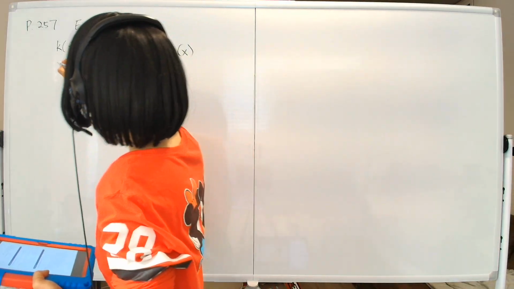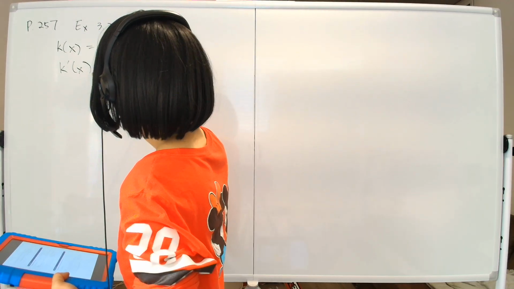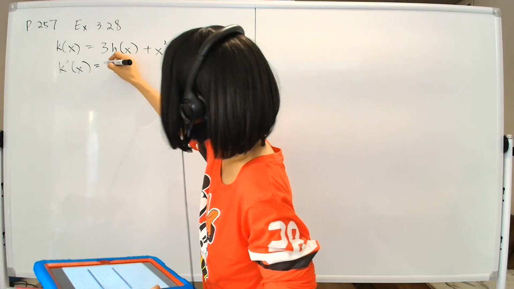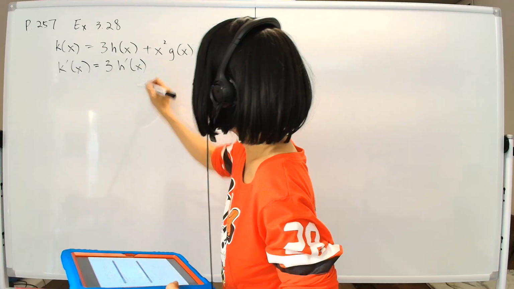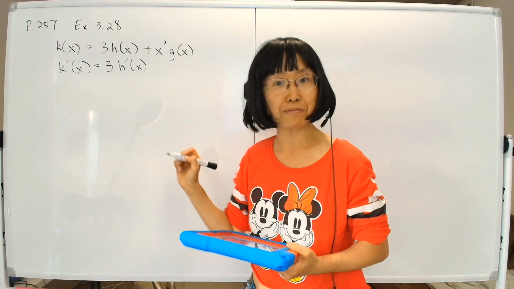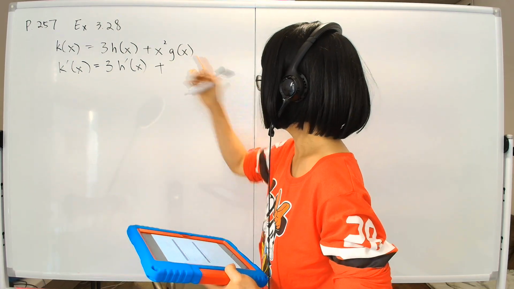So to do that, we write down k prime of x, and so the constant multiple rule says you just write it down, 3h prime of x. So far so good. And being that we don't know what h is, this is all the derivative we're going to go. Next, plus, now we have to do the product rule for this thing.